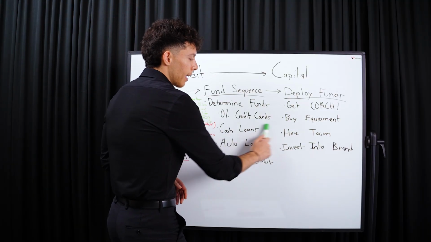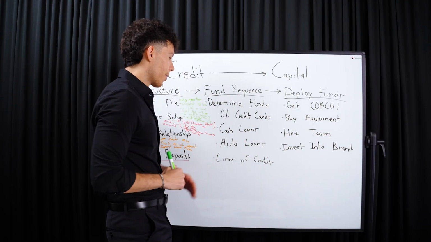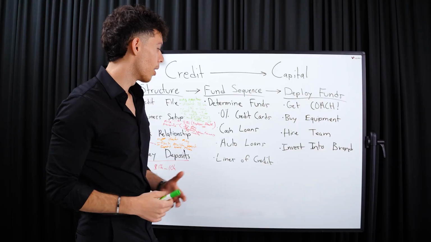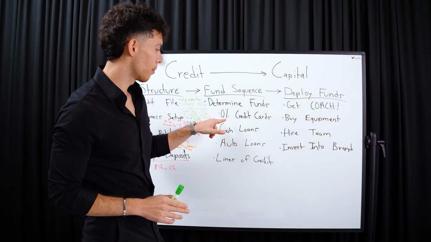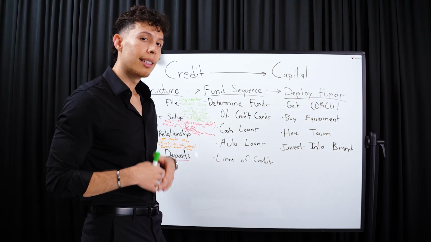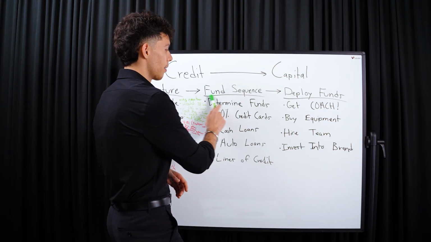But the main thing I got was 0% credit cards. So that's how I use my funds. Once you know what kind of money you need for your business, go and get it. A lot of times for you guys though, it's just going to be 0% credit cards and maybe a cash loan. Now, once we determine the funds that we need, this is where we build the funding sequence. So this is the funding sequence.